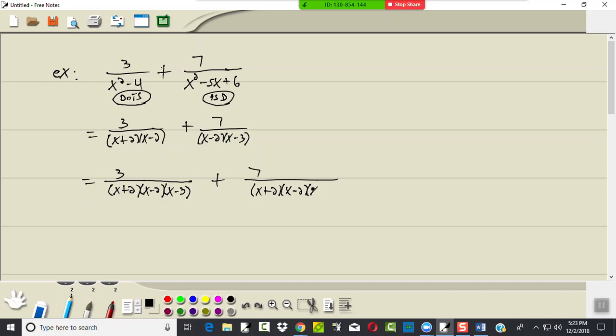Now again, you're figuring out what to multiply top and bottom by. If we look at our old denominator, here's an x plus 2, that's still there. X minus 2, that's still there. The new item down below is x minus 3. So we have to multiply that by the top. Whatever you multiply by the bottom, you have to multiply by the top. Over here we got an x minus 2, still there. Here we got an x minus 3, still there. The new item is x plus 2. So I'll put that up on top.